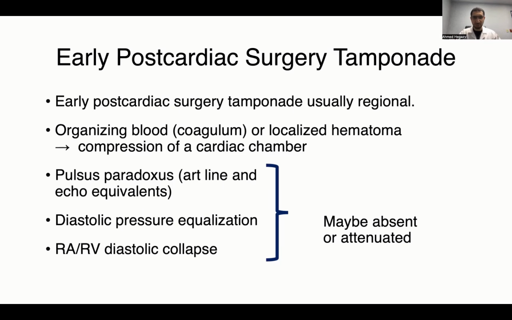Early post-cardiac surgery tamponade is usually regional. It's usually due to an organizing coagulum or a blood clot, a localized hematoma that's compressing a certain cardiac chamber. It's usually not circumferential, it's usually localized. And as I said, certain features of tamponade you may not be able to demonstrate. They may not have pulsus paradoxus, or it may be attenuated or even absent. They may not have the diastolic pressure equalization. They may not have the right atrial, right ventricular diastolic collapse. Depending on where the hematoma is, it can compress any chamber of the heart.